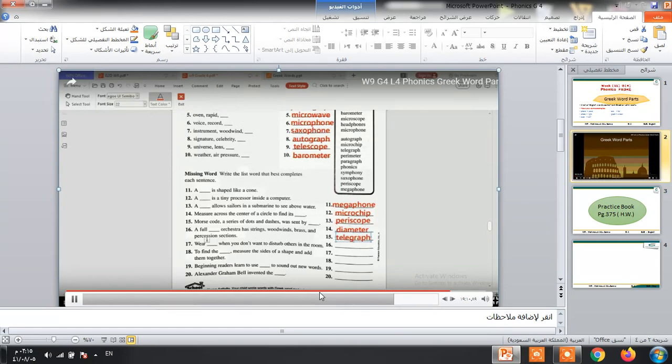All right. Number 16. A full dash orchestra. So without reading the rest of the sentence, we know what is an orchestra called. A full dash orchestra has strings, woodwinds, brass, and percussion sections. So what is it? It's a symphony. Symphony is an orchestra.